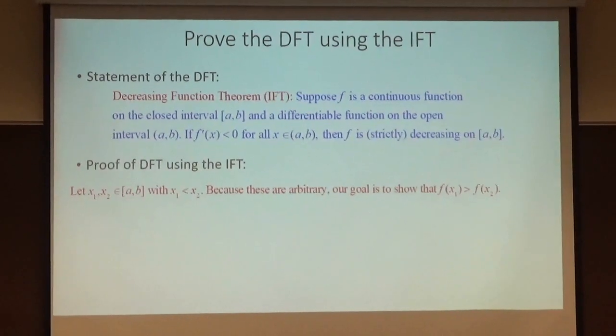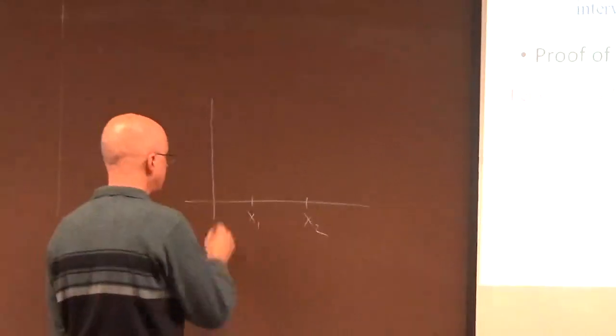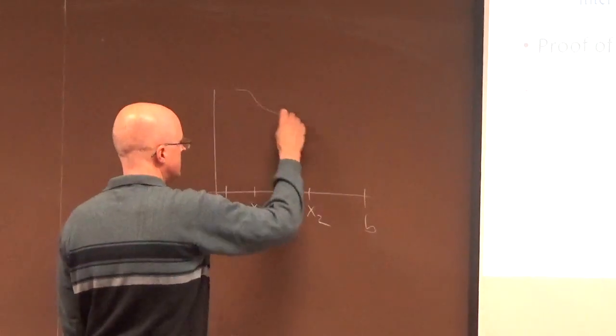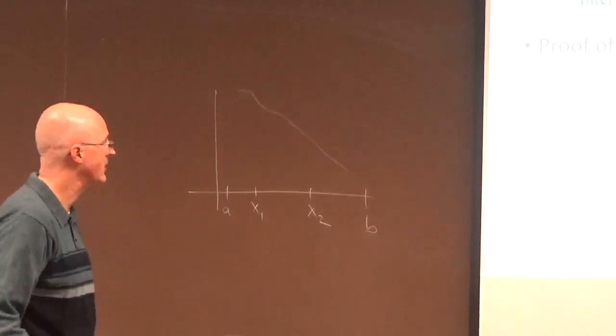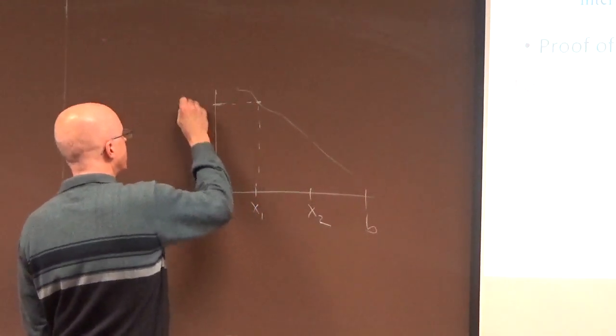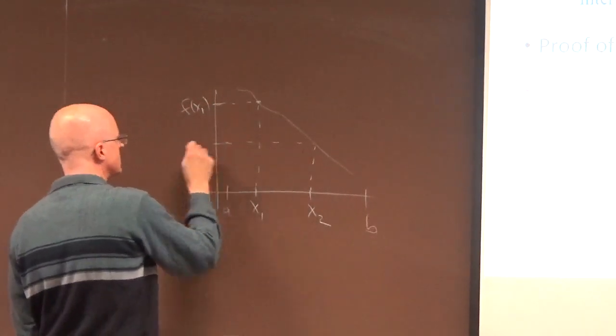Okay, don't be afraid to draw pictures of these kinds of things. So x1 is there, x2 is over here, maybe a is here, and b is here. We've got a function that we want to show is decreasing. The graph is going downward. We better show that f of x1 is higher, greater than f of x2.